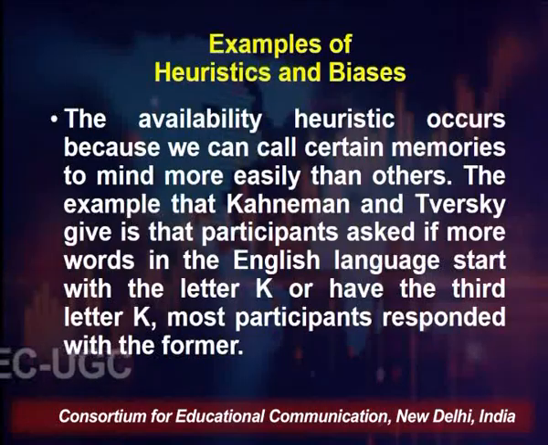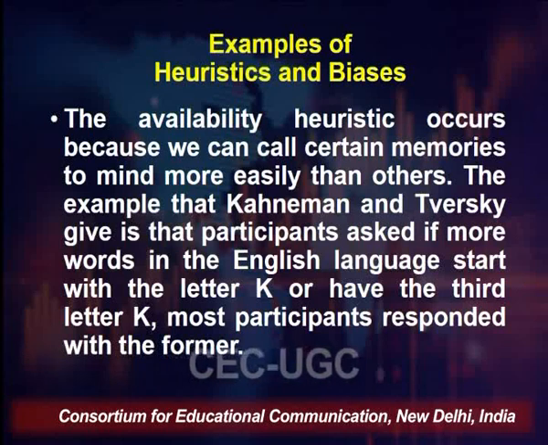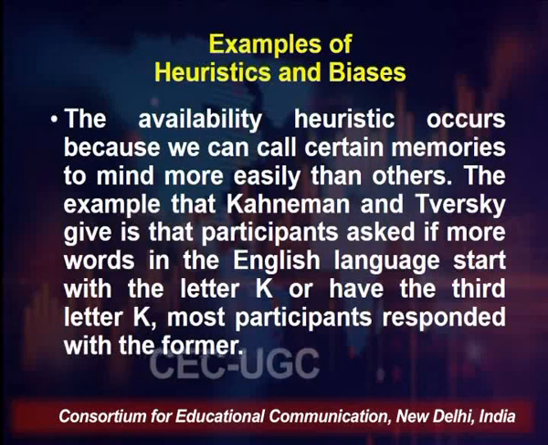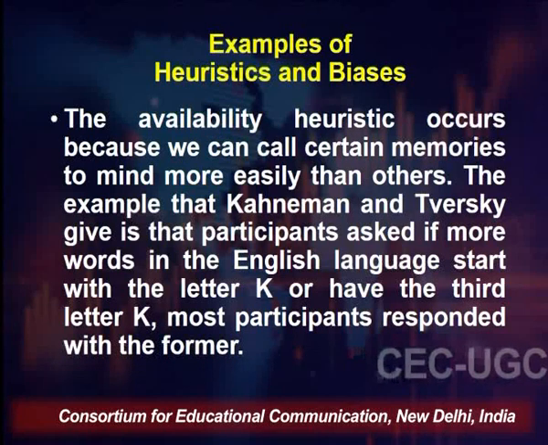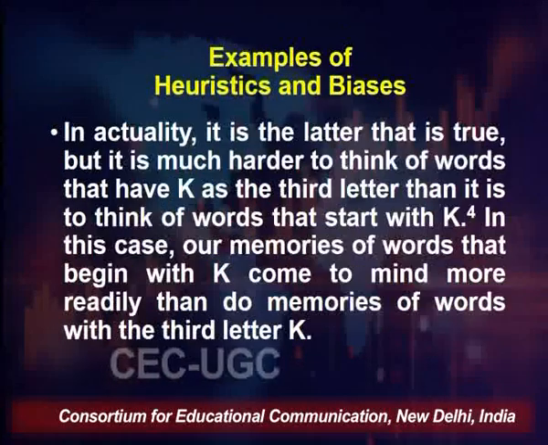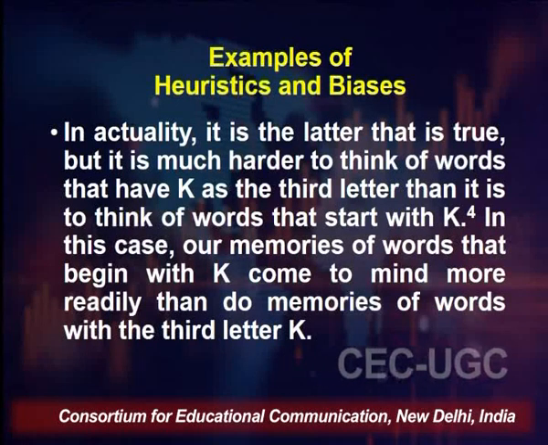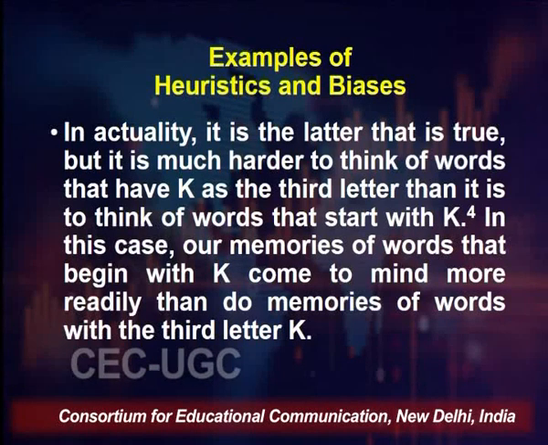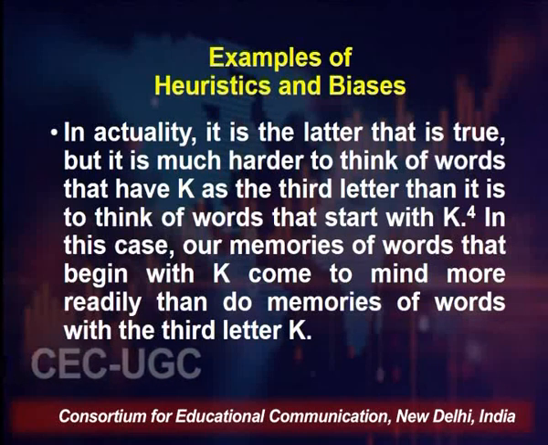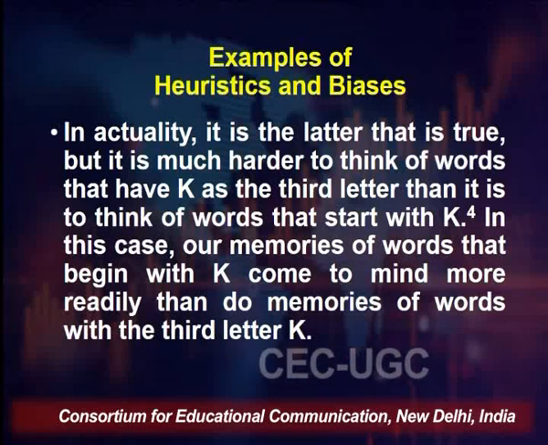The availability heuristic occurs because we can call certain memories to mind more easily than others. The example that Kahneman and Tversky give is that participants were asked if more words in the English language start with the letter K or have the third letter as K. Most participants responded with the former. In actuality, it is the latter that is true, but it is much harder to think of words that have K as a third letter than it is to think of words that start with K. In this case, our memories of words that begin with K come to mind more readily than do memories of words with the third letter as K.